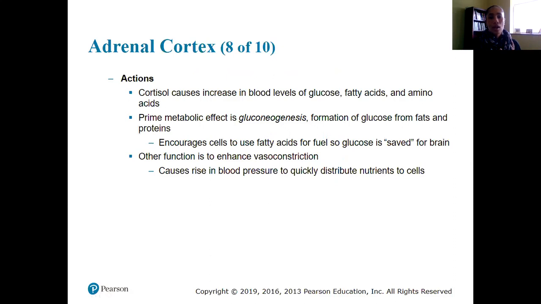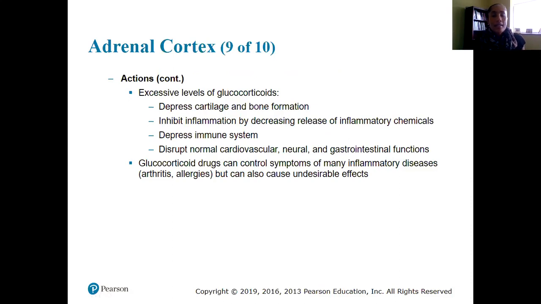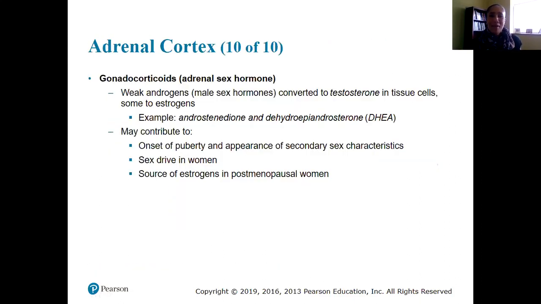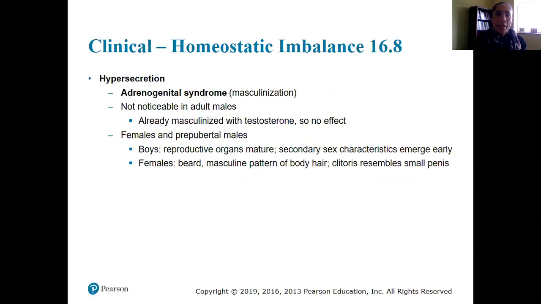Another function of cortisol is to enhance vasoconstriction. This causes a rise in blood pressure to quickly distribute nutrients to cells when needed. Excessive levels of this, definitely read in your own time. I'm going to try to go through these a little faster so that we can keep going. And with the gonadocorticoids, I'm not going to test you on this section, so I'm going to skip over it. It has some interesting information, but for time purposes, I'm going to skip it.